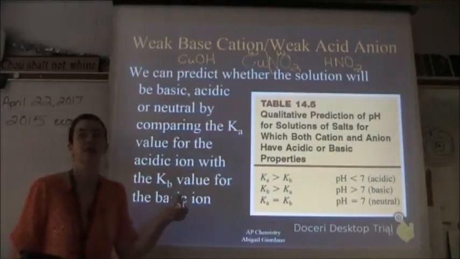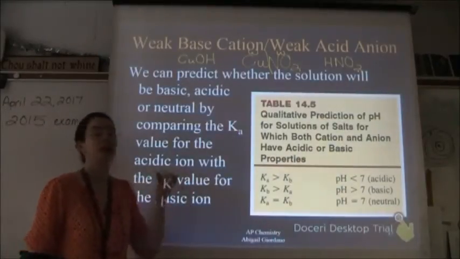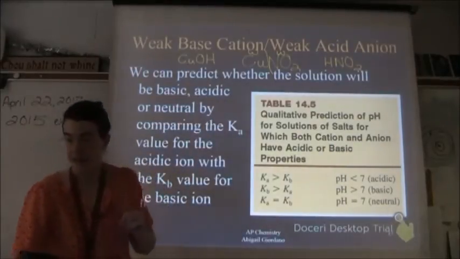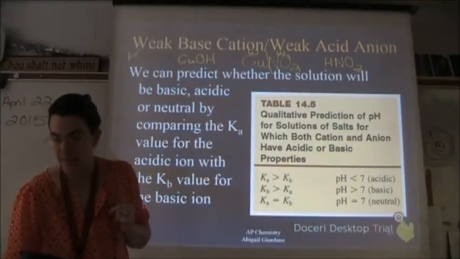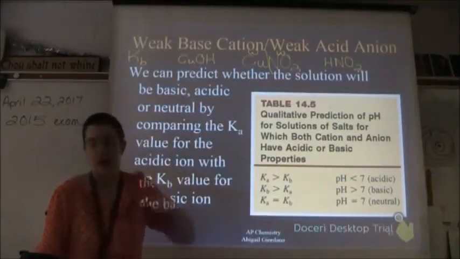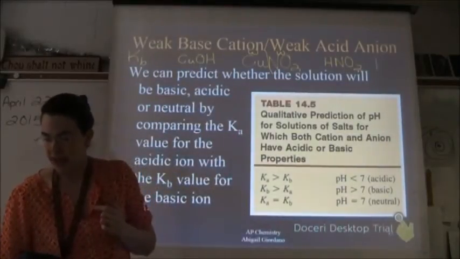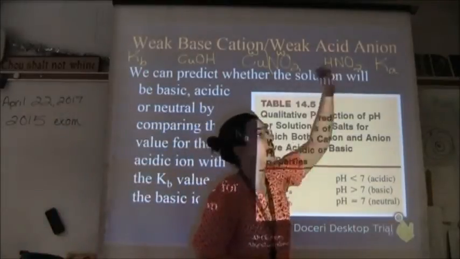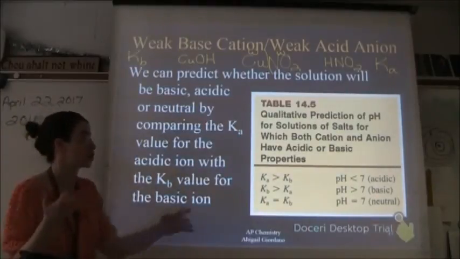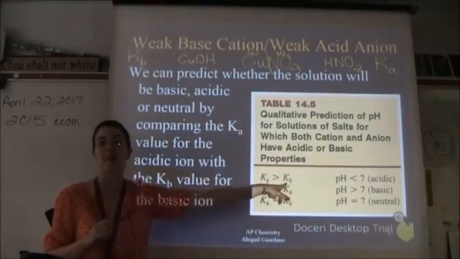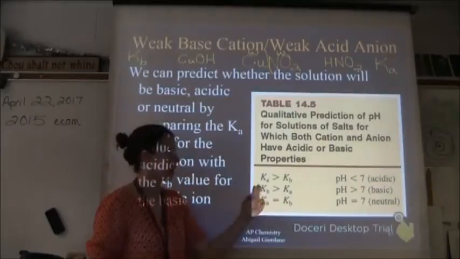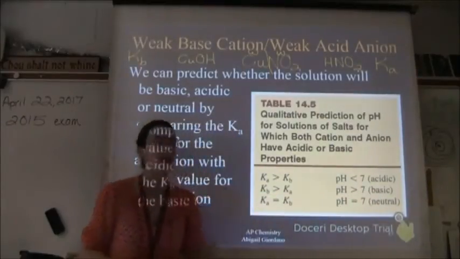Now, can you predict if this is acidic, neutral, or basic by just looking at it? No. You need some extra information, and that information is some Ka and Kb values. To be specific, I need the Kb value for this base, and I need the Ka value for that acid. And then you compare them, and it's logical. If Ka is bigger than Kb, it'll be acidic. If Kb is bigger than Ka, it'll be basic. If they're equal, it's neutral.